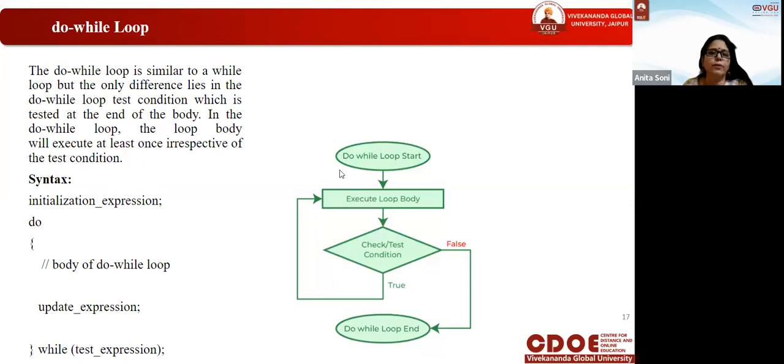So see, in the do while loop, first it executes the body, then it tests the condition. If it is true, then again this body will be executed. If the condition is false, it will come out of the do while loop.